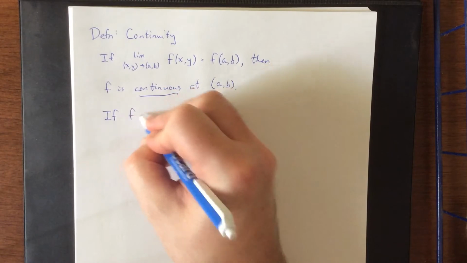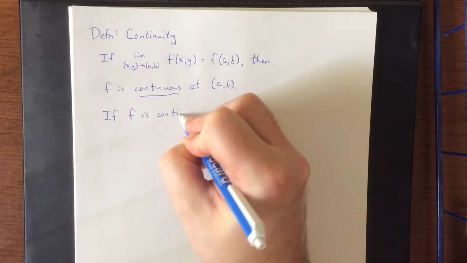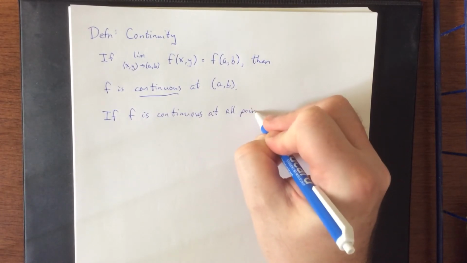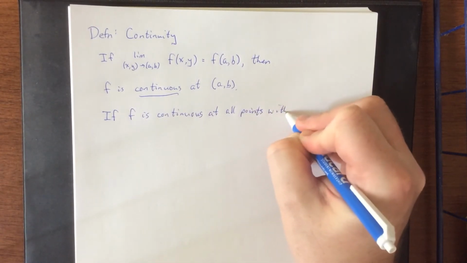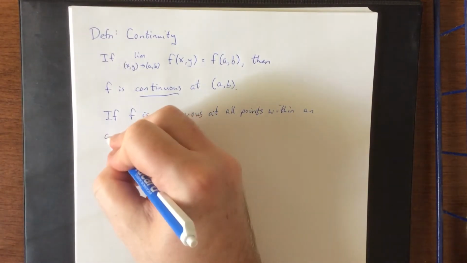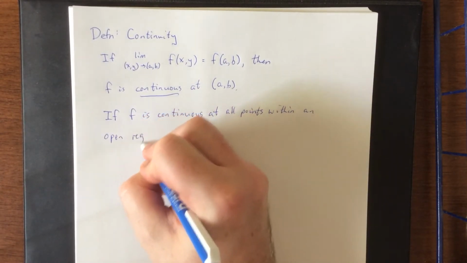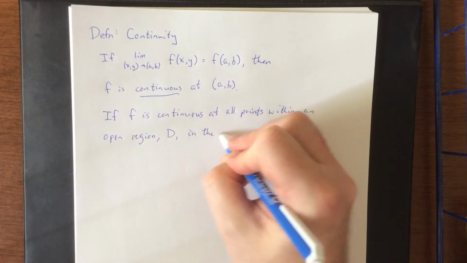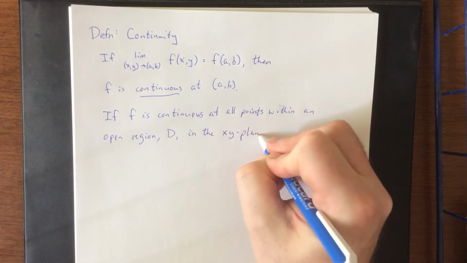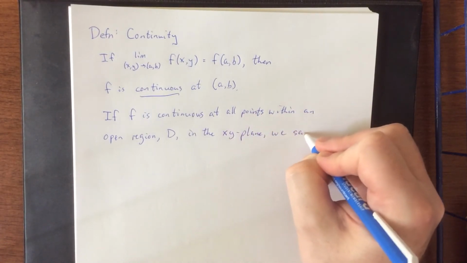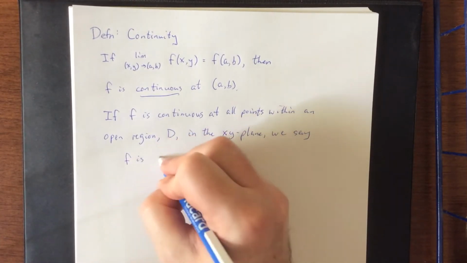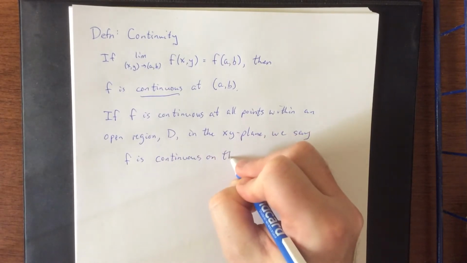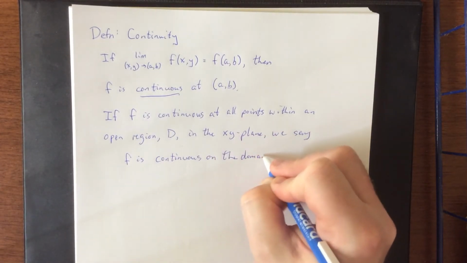Additionally, if f is continuous at all points within an open region, we'll call that open region D for domain, in the xy plane, we say f is continuous on the domain D.